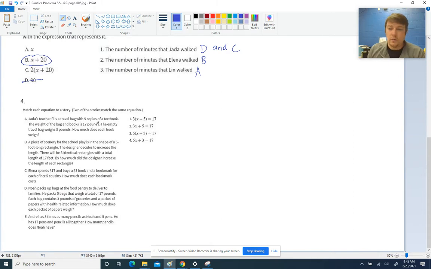Jada's teacher fills a travel bag with 5 copies of a textbook. The weight of the bag and books is 17 pounds. So I'm feeling like that's my total, and that makes sense. All of them are 17.